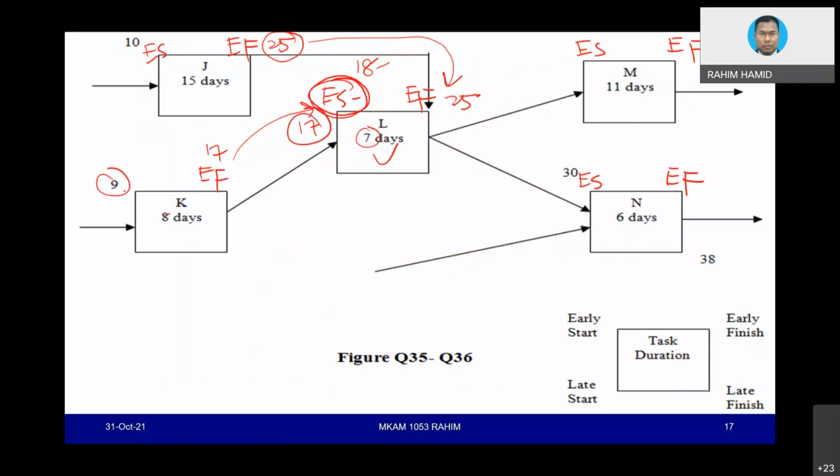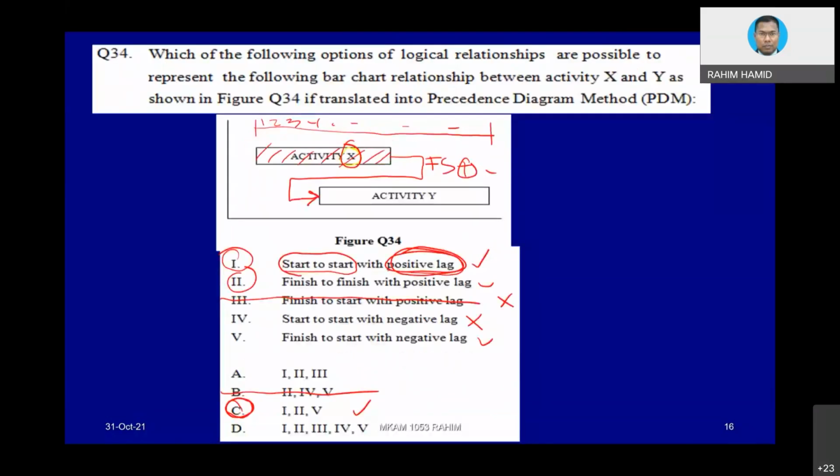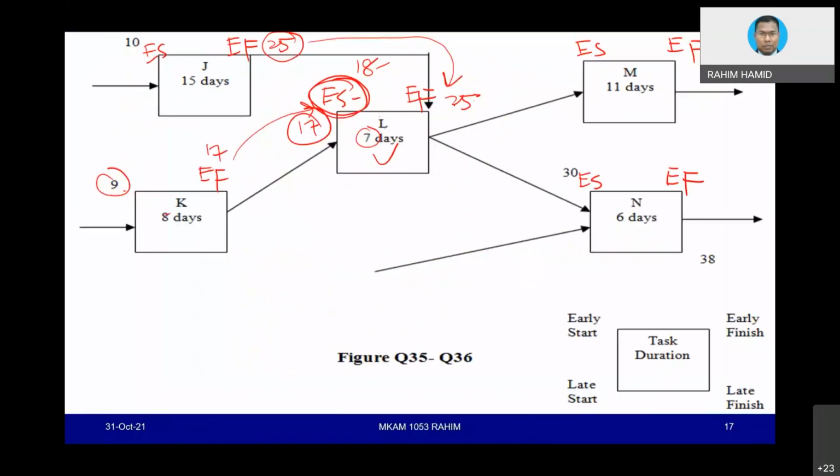Okay, next would be total float. Is it total float or free float? Free float for L. Remember, in order to calculate free float for L, we just have to compare this value and this value. If you compare between L and N, N already has early start of 30, so 30 minus 25. If you use it correctly, that should be the correct answer. 30 minus 25 equivalent to 5. Well, let's take a look at the answer. So 5 is there.